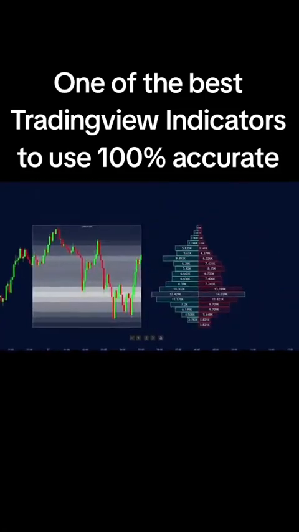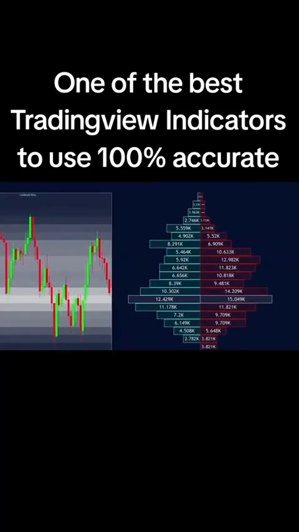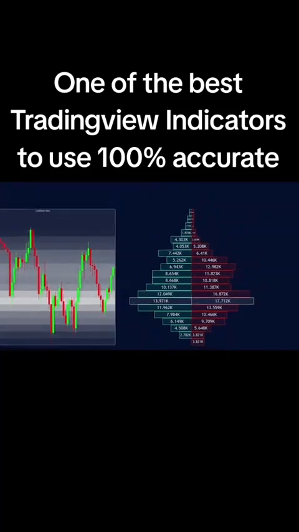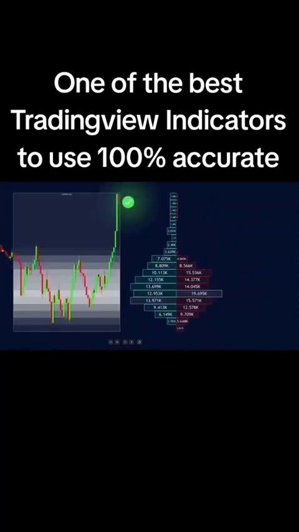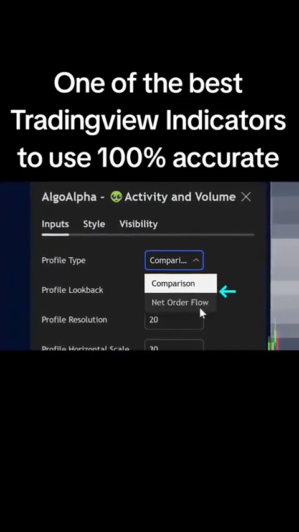What makes this indicator so powerful is that it shows you exactly where institutional traders are placing their orders, levels where price is most likely to react, giving you a massive edge over retail traders who only see price action. Now, if you take a closer look at it, you'll notice there are two main modes, the comparison mode and the net order flow mode.